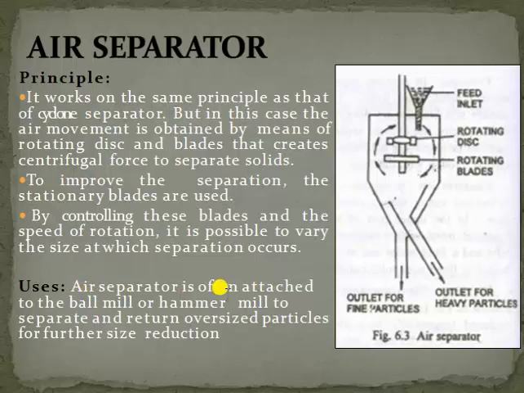Its use: an air separator is often attached to the ball mill or hammer mill to separate and return oversized particles for further size reduction. So it is majorly an additional piece of equipment attached to size reduction equipment such as a ball mill or hammer mill.